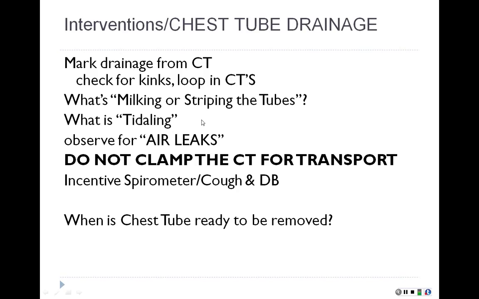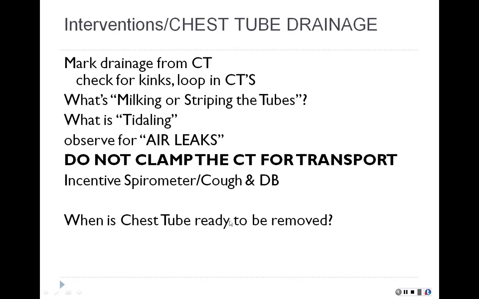Observe for air leaks. We don't want to clamp these tubes during transport. We want to keep the apparatus lower than the chest. Usually we'll have the patient doing some incentive spirometry to help expand the lung. That's painful. Coughing and deep breathing.